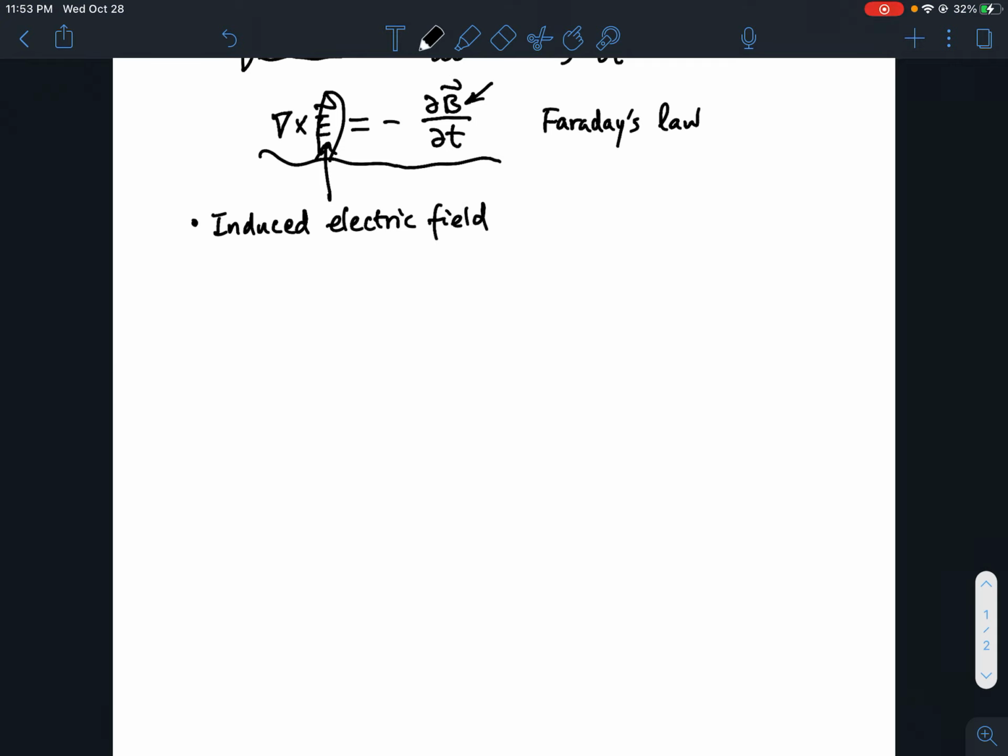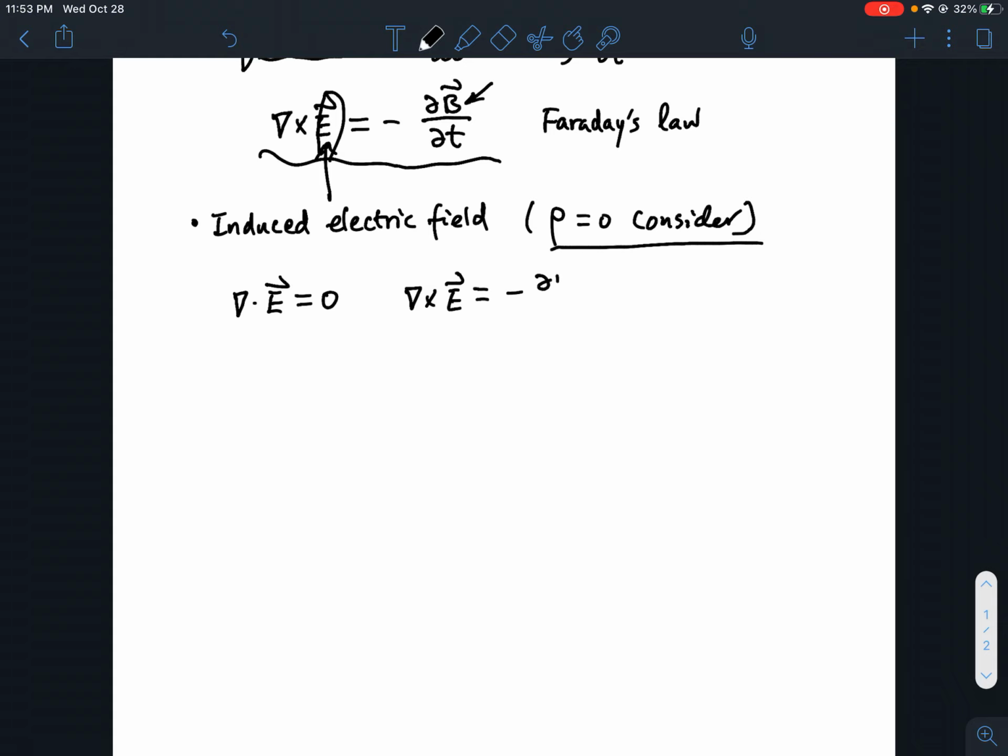So let us consider a pure Faraday field. We just consider rho equals zero, so there are no stationary charges there. So del dot E, the divergence, is still equal to 0. Otherwise it should be rho divided by epsilon 0, and because rho is 0, del dot E equals 0. And del cross E, from Faraday's law, equals minus partial B over partial t.